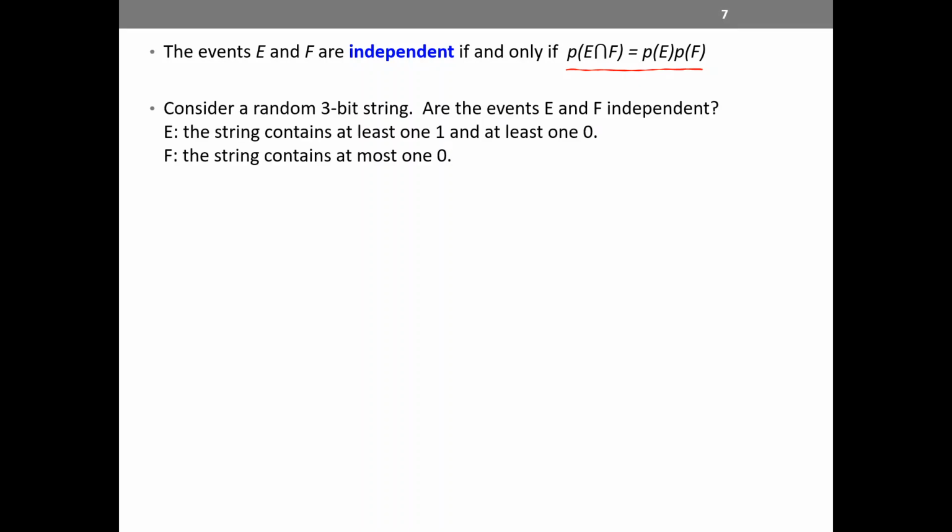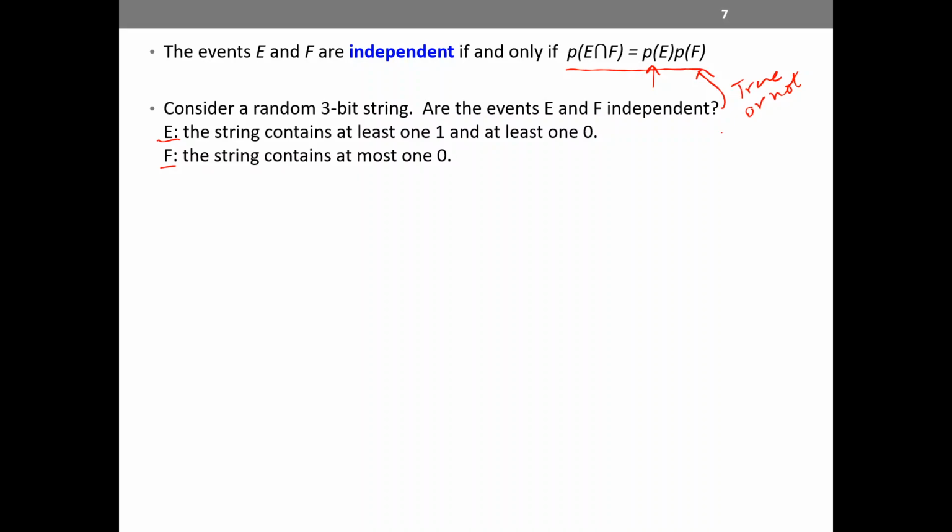Now using this, let's solve this problem. Consider a random 3-bit string. Are the events E and F independent? So essentially, this is asking us whether this is true or not. I know that E is the event that the string contains at least 1 one and at least 1 zero. F is the event that the string contains at most 1 zero. Now, let's determine the probability of E, the probability of F, and the probability of E and F, and then find out if these events are independent or not.